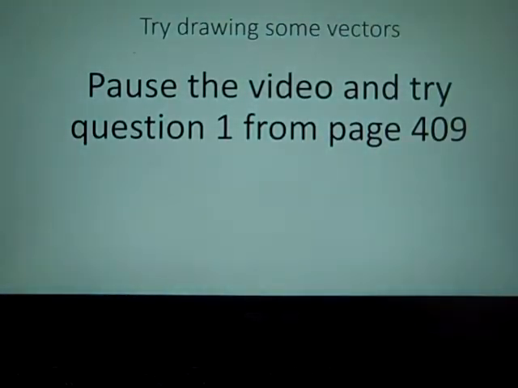If you'd like to draw some vectors now, pause the video and try question 1 from page 409.